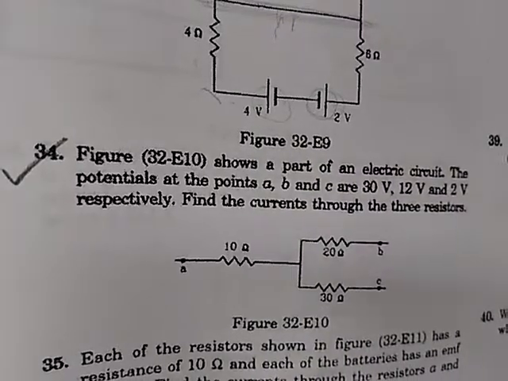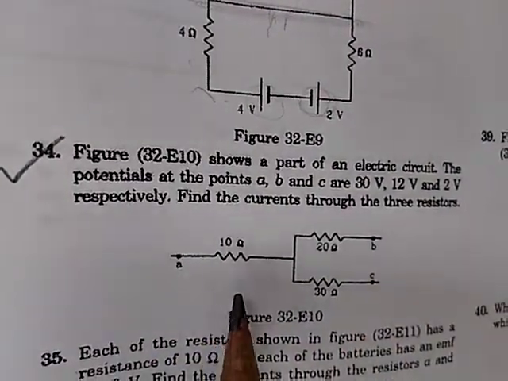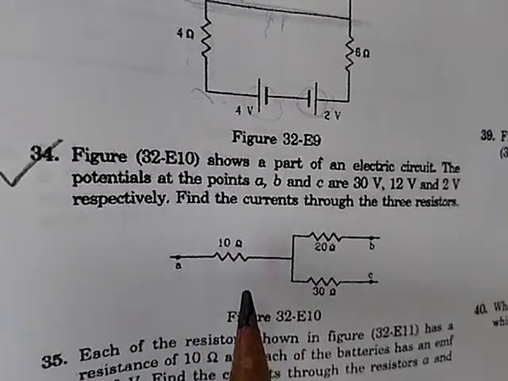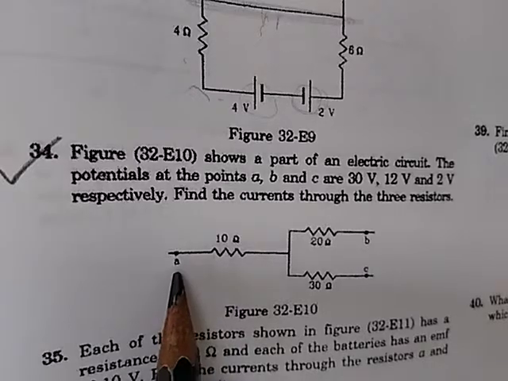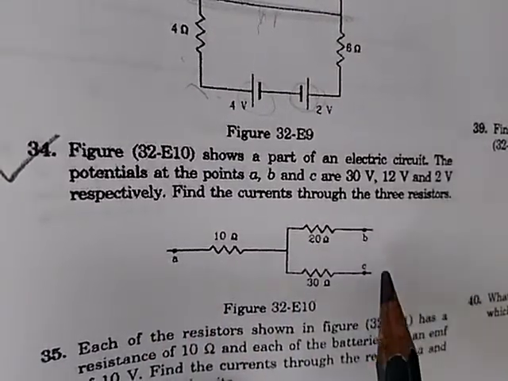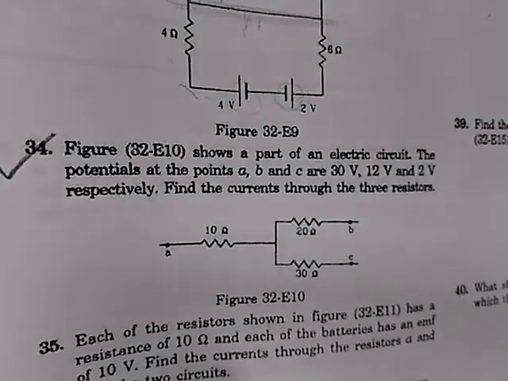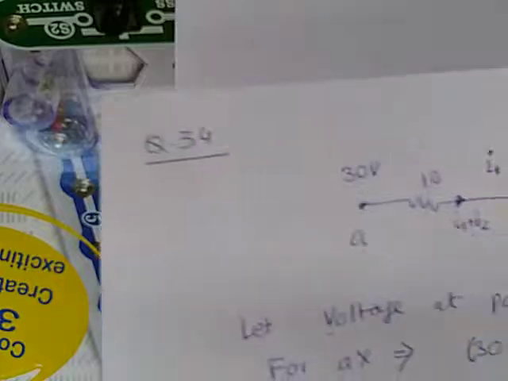Question number 34. We have points A, B and C, and we need to find out the current through C resistors. We are given that the voltage at A is 30 volts, the voltage at B is 12 volts, and the voltage at C is 2 volts. So how do we solve this problem?